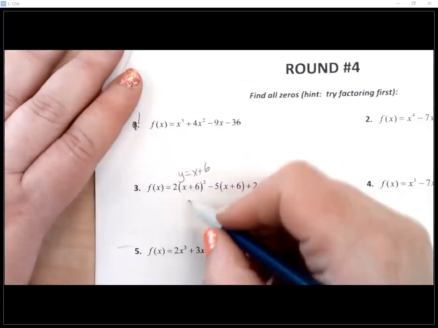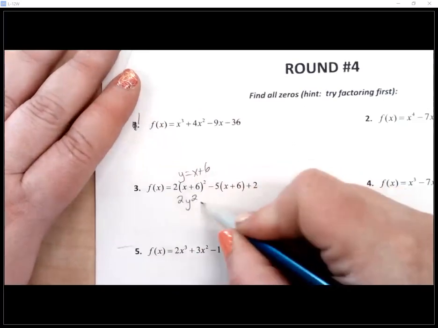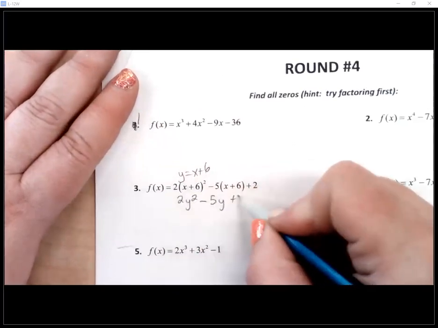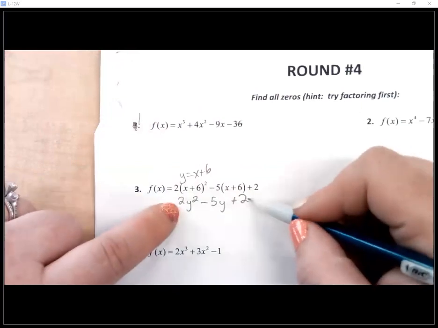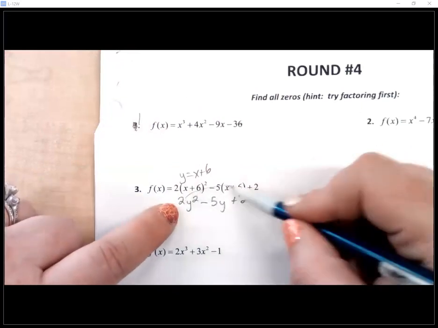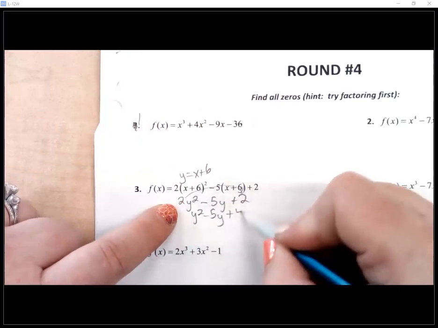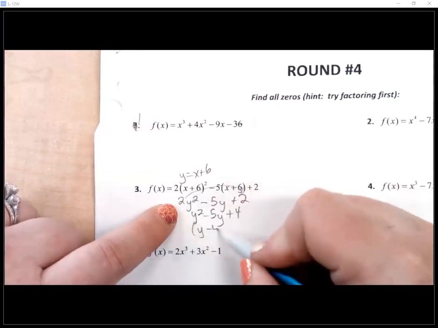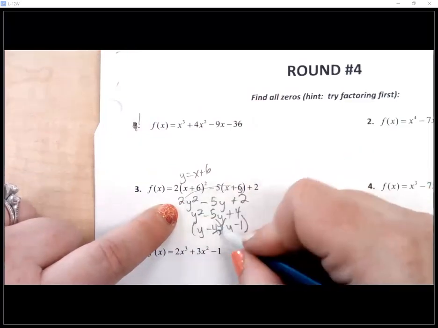Because now I could just write this as 2y squared minus 5y plus 2. Way easier, and I can factor this thing. So let me factor this. I do slide and divide, you do you. Just don't mess it up, right? So y minus 4 and a y minus 1, but I did the slide, now I gotta do the divide. So I really sneak in 2s.